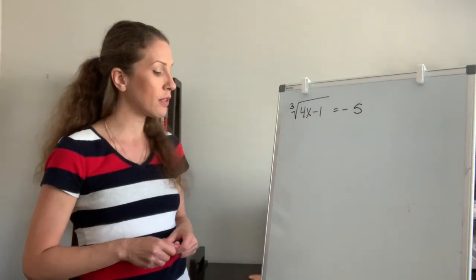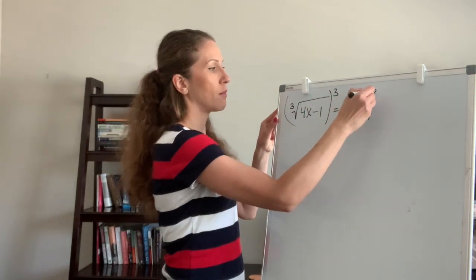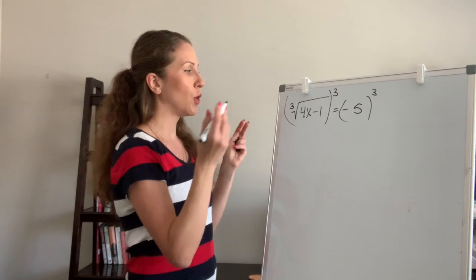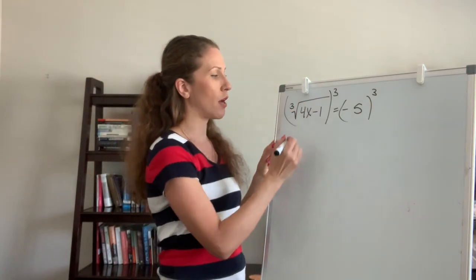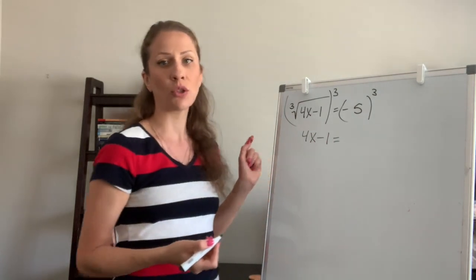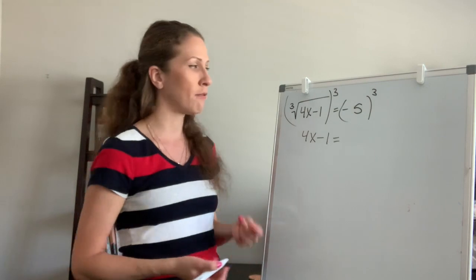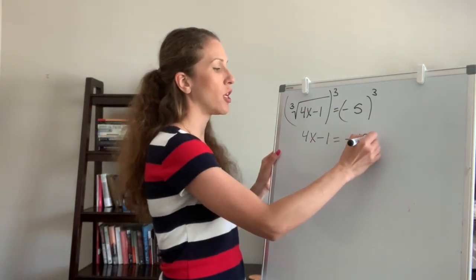I'm going to cube the left side, cube the right side. On the left now, the cube and the cube root cancel each other out, leaving you with 4x minus 1 only. And then on the right side, you have to cube the negative 5. So you're going to do negative 5 times negative 5 times negative 5, which will be negative 125.